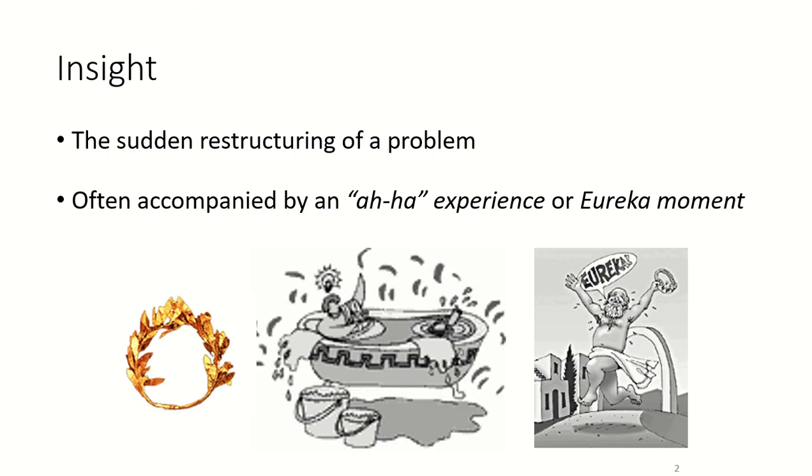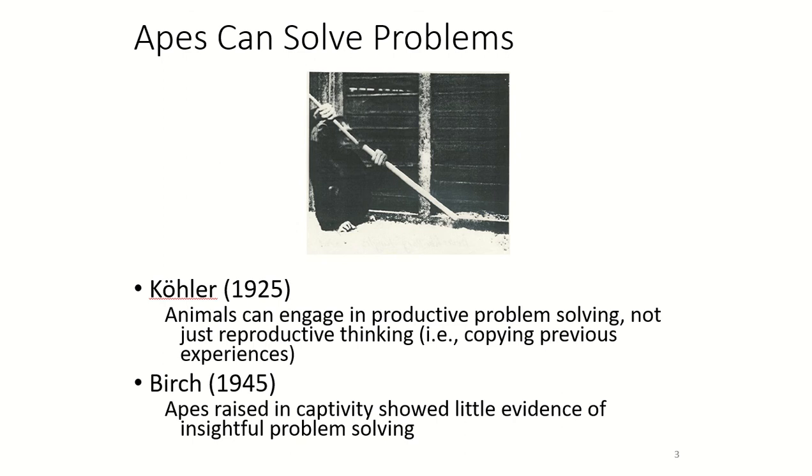Now, people are not the only species who can have these kind of aha experiences. Interestingly enough, apes are known to be able to solve problems as well, and especially when they're living in the wild. So even in 1925, Germans were already studying monkeys, and they discovered that animals can engage in productive problem solving and not just reproducing a problem solution. So it's not just that they have a solution to the problem and now they just copy it, but there was first evidence in 1925 already that some species can actually engage in productive and creative problem solving.